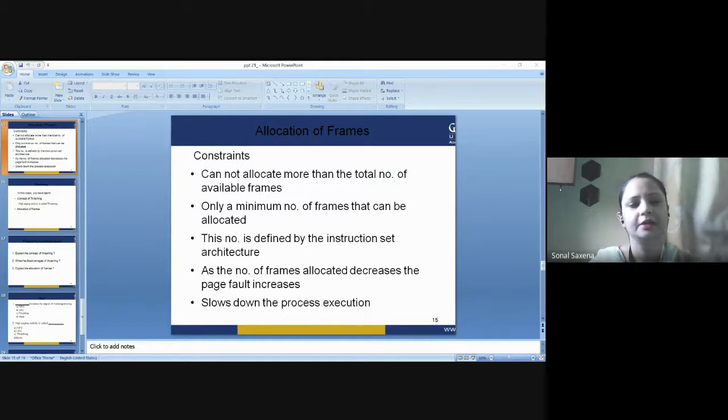There are two algorithms which are commonly used to allocate frames to a process. The very first allocation is called equal allocation.